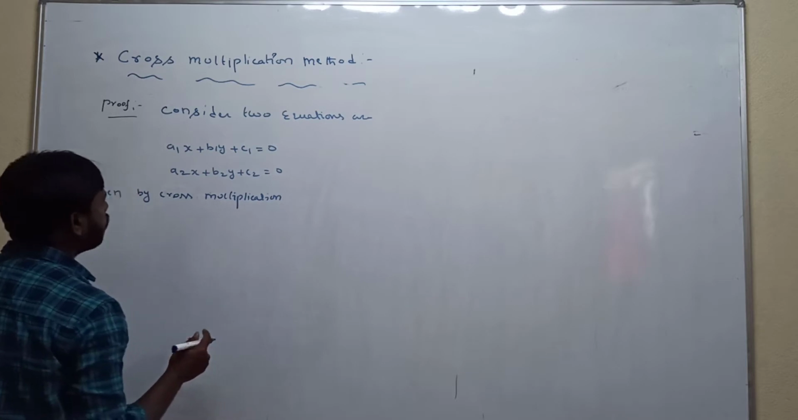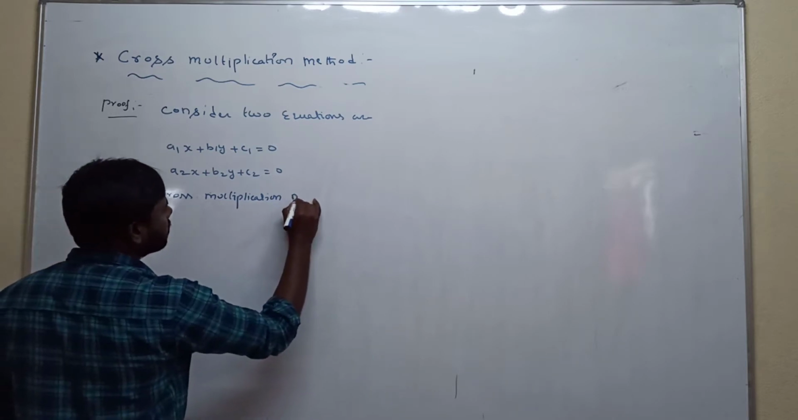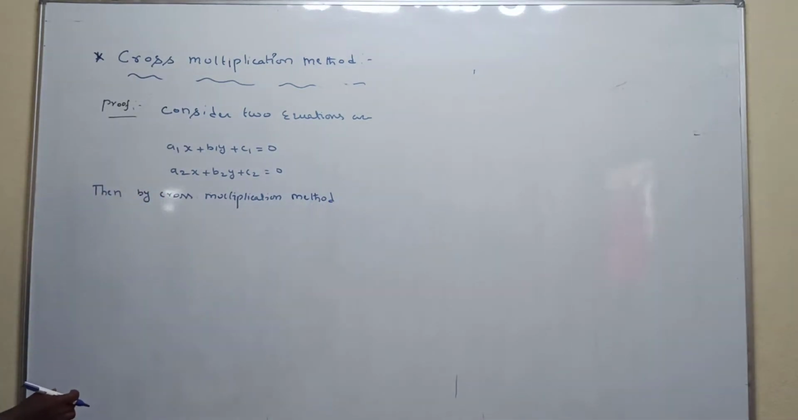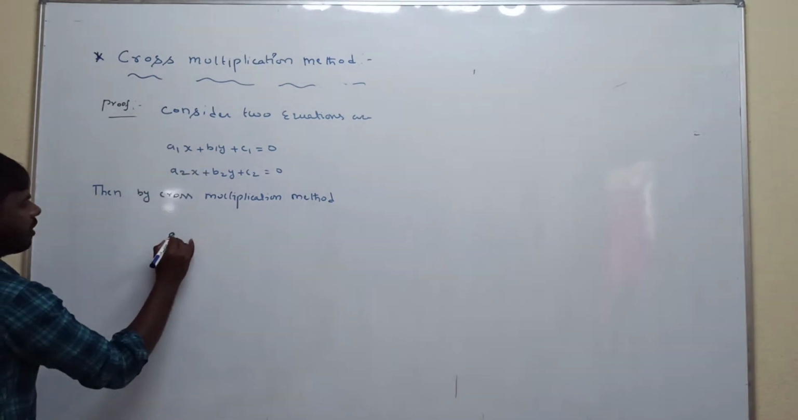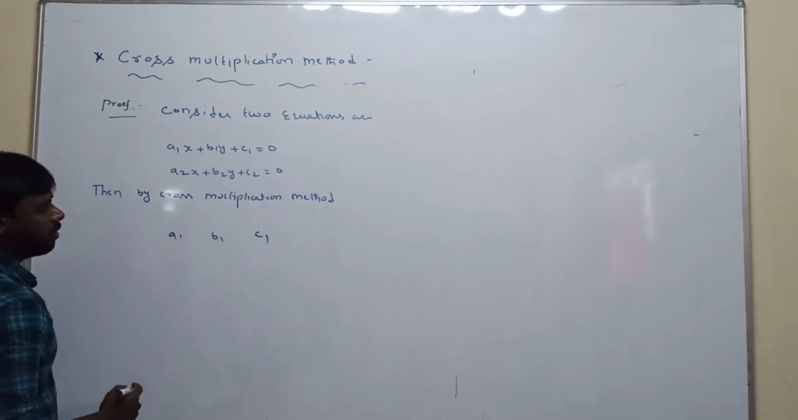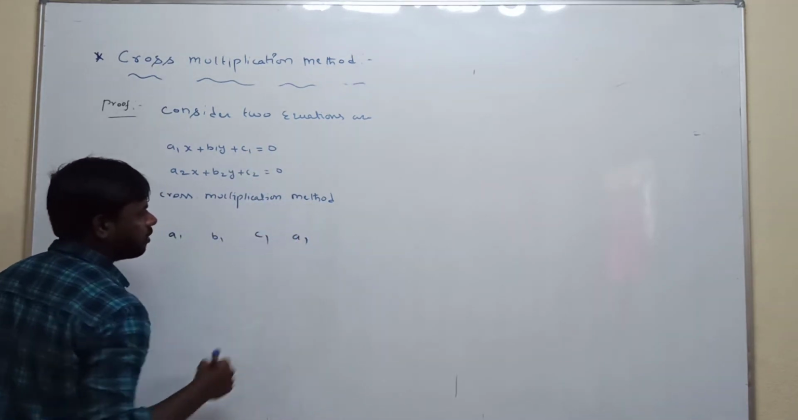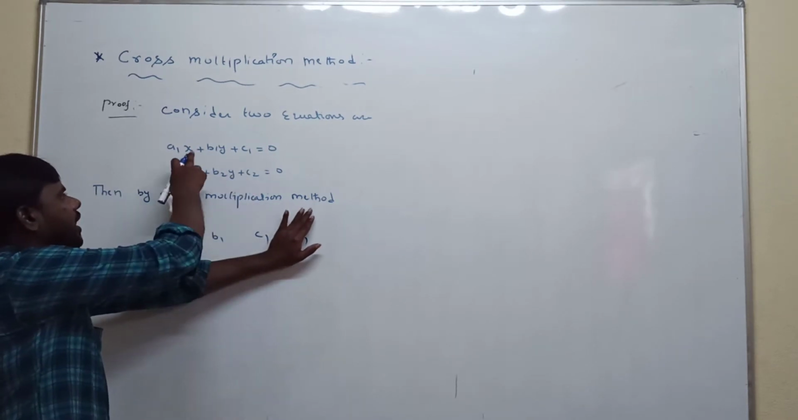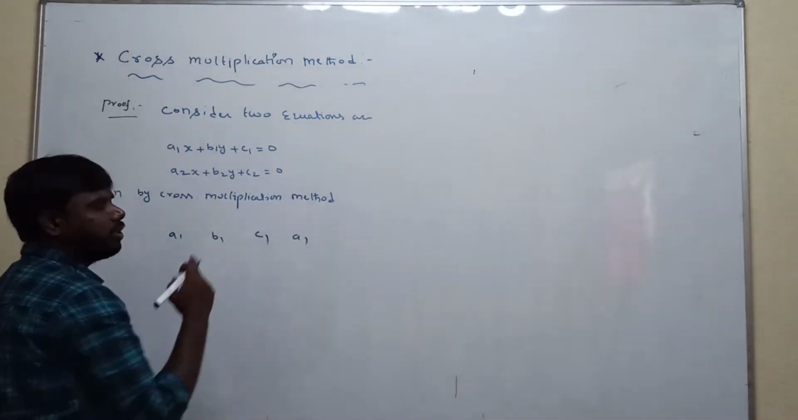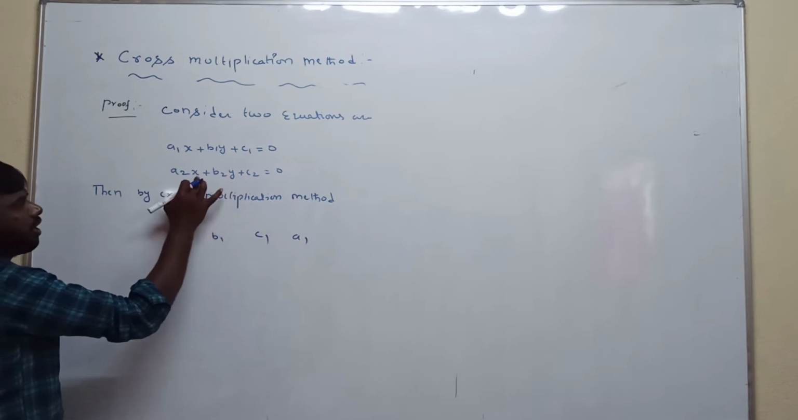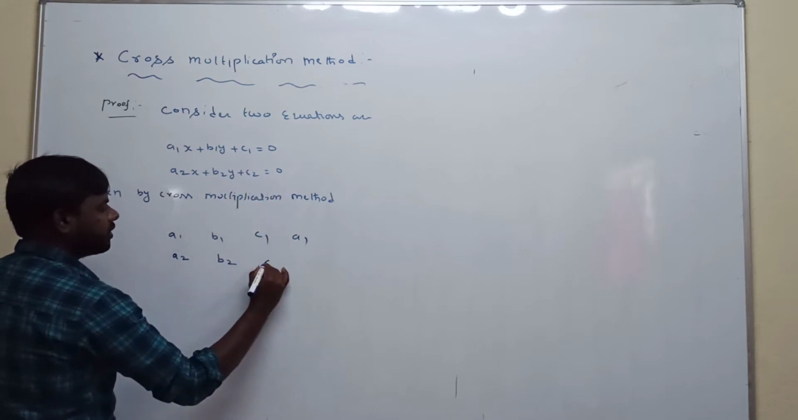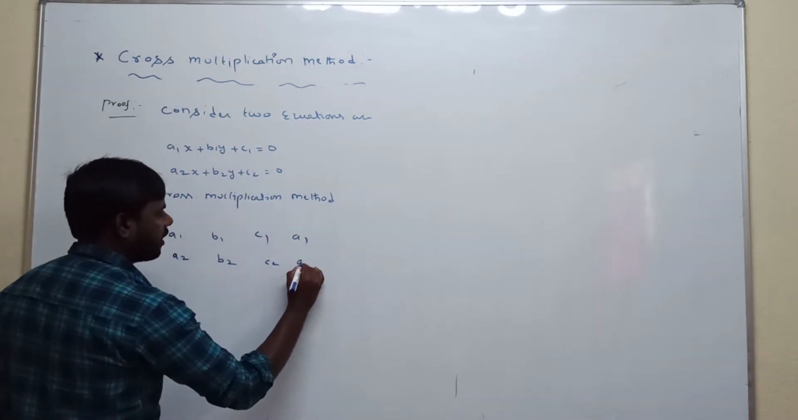First you have considered the two equations, next you can apply the cross multiplication method. For the first equation, we write the coefficient values: x coefficient is a1, y coefficient is b1, constant coefficient is c1. Next, a1 is repeated again. For the second equation, x coefficient is a2, y coefficient is b2, constant coefficient is c2. Again the x coefficient a2 is repeated.